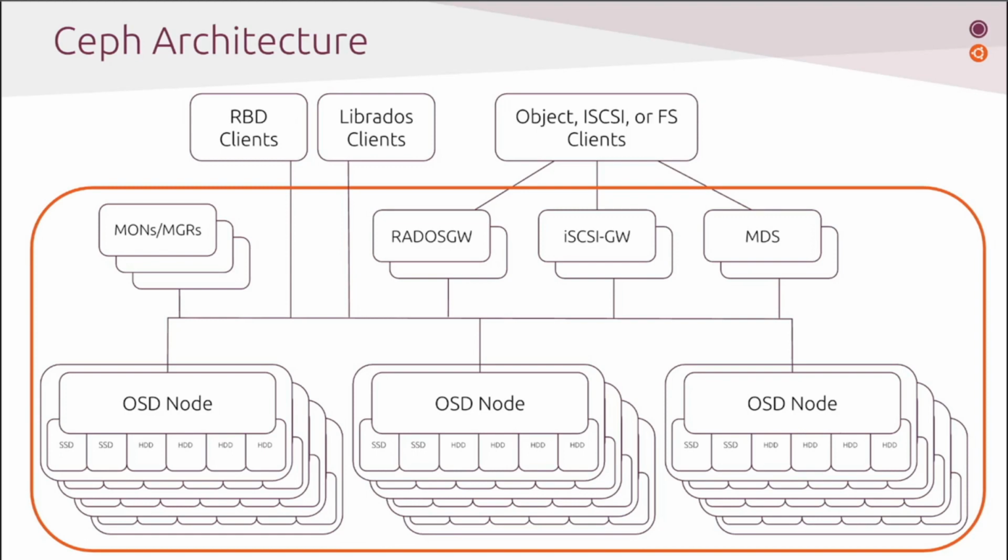We start having to add some additional components in here. If we want to expose the object APIs, so S3 or Swift, we add components called the Rados gateway. For iSCSI block access, we add physical iSCSI gateway nodes due to the way that iSCSI is exposed by the kernel. And then for file, we deploy 2 or more metadata servers to handle all the metadata required for CephFS and for NFS.